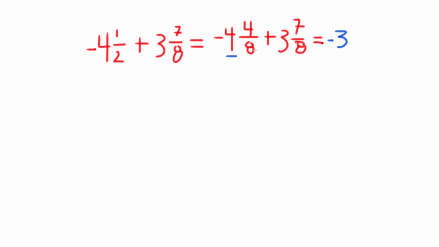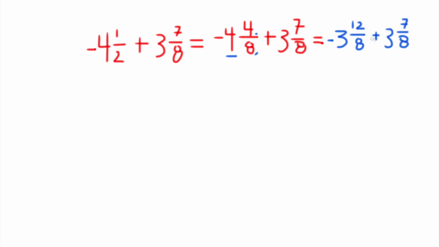And then what you do is take the 8 and add it to the top. So 8 plus 4 is 12, and that becomes the new numerator. And then the bottom, or the denominator, stays the same. So now we changed it to 3 and 12/8, and then we have 3 and 7/8. So now we can subtract nicely.